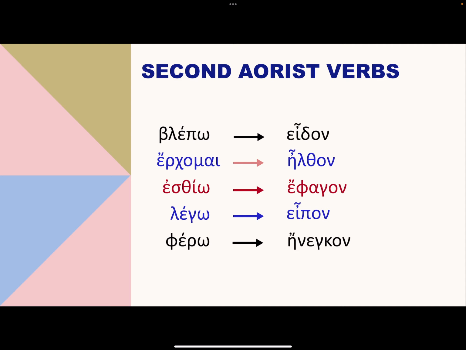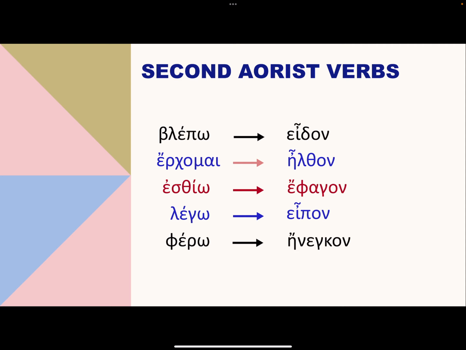separately. So the ones that are worth taking the time to memorize is blepo. Blepo, when it moves into the aorist, becomes adon. Adon. I don't know how you would find a relationship between those two. Erkomai, I come or I go, when it goes into the aorist, becomes aelthon. Aelthon.